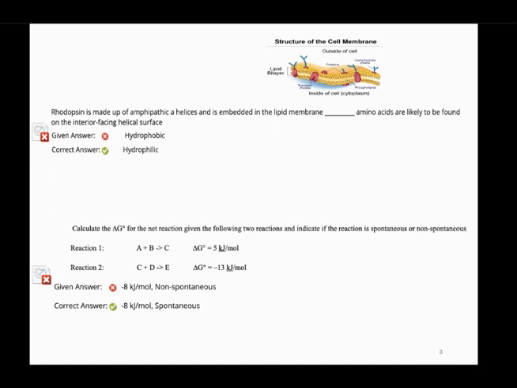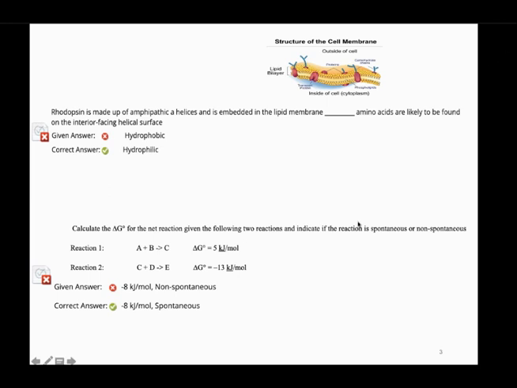Professor, so in terms of the membrane, would be hydrophobic. Is that referring to the tails? Hydrophobic, correct. So you're going to have all the amino acids that like non-polar environments on the outside of your protein, right? Okay, thank you.